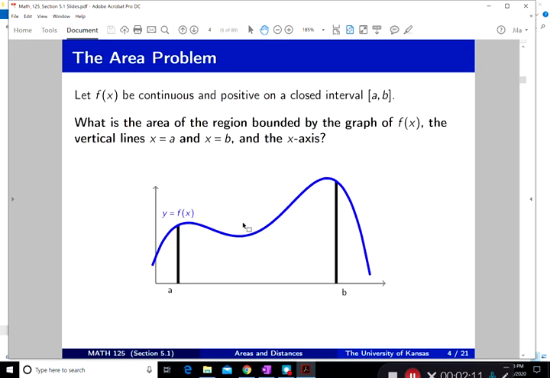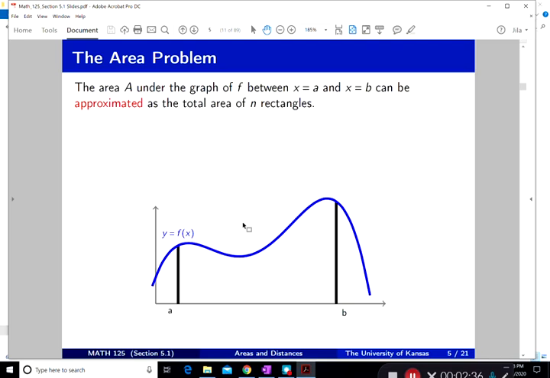So look at the area of the region bounded for a function f of x that is continuous and positive on a closed interval a and b. Look at the area of the region bounded by the graph, x equal to a, x equal to b, and the x-axis. And so how do I compute this?